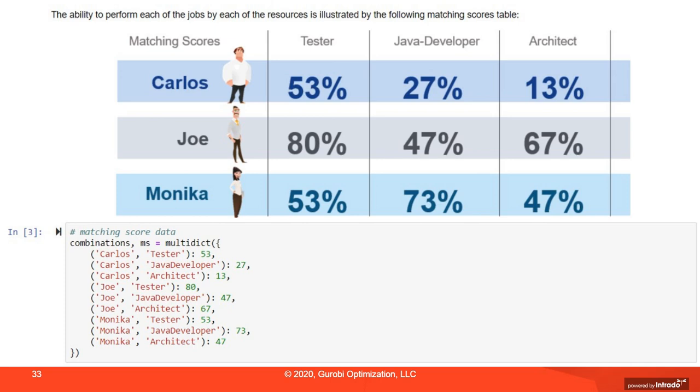Basically the main data that we have for this problem is defined by the matching score. And in the Gurobi Python API, we have developed a function that we call the multidict function. This multidict function allows you to initialize one or more dictionaries in a single statement. The function takes a dictionary as its argument.